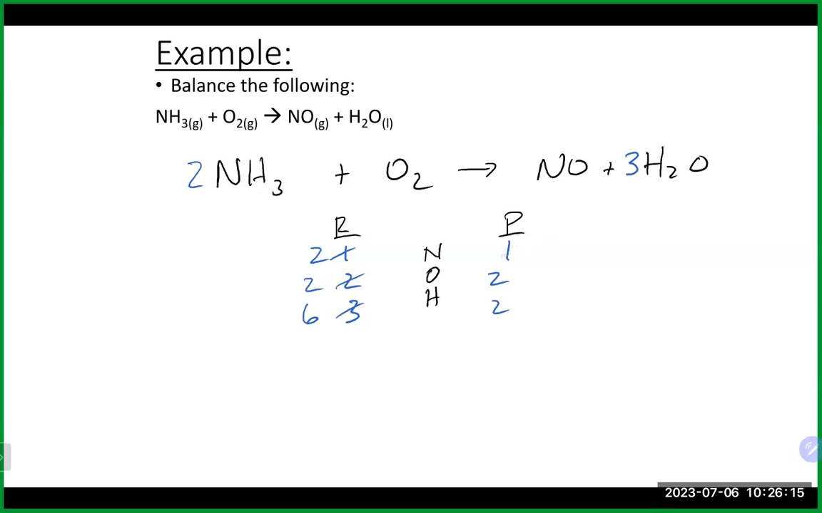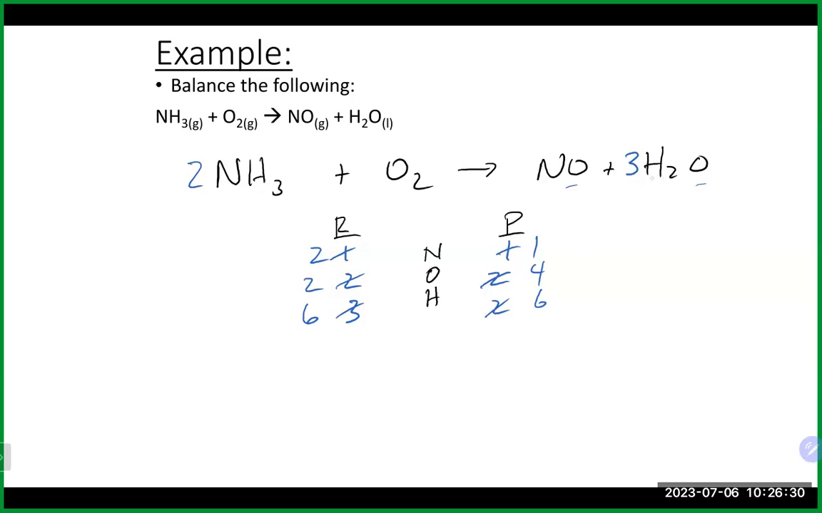On the right-hand side, we still have 1 nitrogen. Oxygen, we have 4 now, 1 in the first one and 3 in the second. And hydrogens, we have 6. So we kind of fixed hydrogen, but really screwed up everything else.